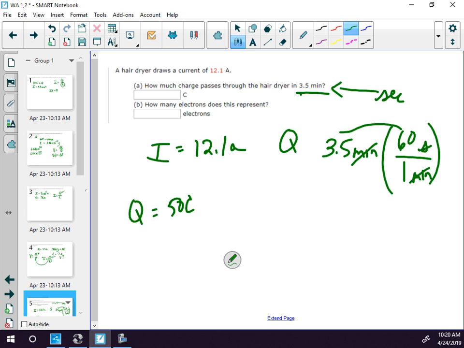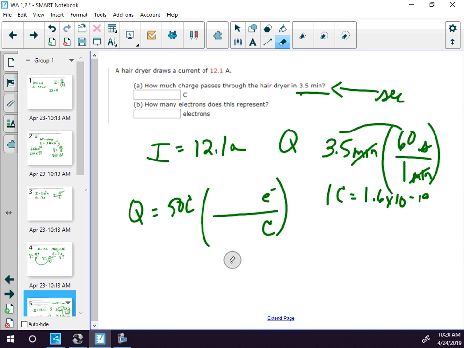But here's your coulombs of charge, and you want to know how many electrons does this represent? Well, let's change that to electrons. Again, coulombs has to go on the bottom because I want it to cancel out, right? And I'm going to have electrons on the top. The conversion factor is that 1 coulomb of charge has 1.6 times 10 to the negative 19th electrons. So this number goes with the electron symbol on the top.